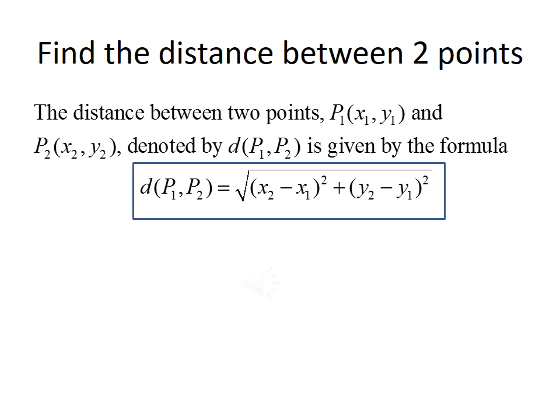Alright, so let's talk about using the distance formula. By definition, the distance between 2 points P1 with coordinates (x1, y1) and P2 with coordinates (x2, y2), denoted by d(P1, P2), is given by the following formula. d(P1, P2) is equal to the square root of (x2 minus x1) quantity squared plus (y2 minus y1) quantity squared.